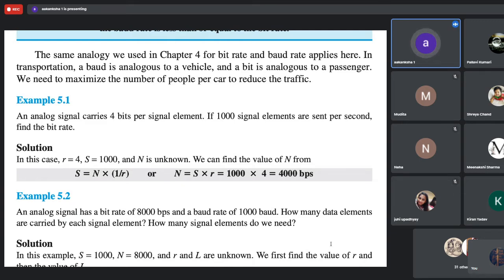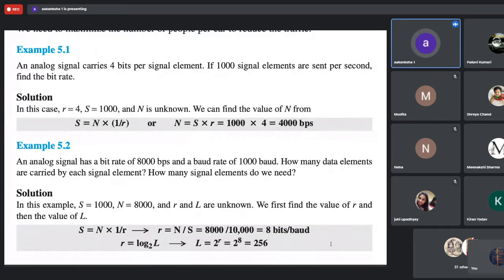Now another one, this is a little different. An analog signal has a bit rate of 8000. Now N is given to you. What is bit rate? That is N or data rate. So an analog signal has a bit rate of 8000 bits per second and a baud rate of 1000 baud. Baud rate is represented by S. So baud rate is 1000 baud.